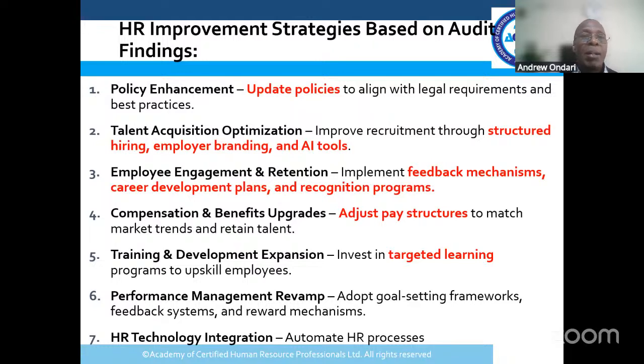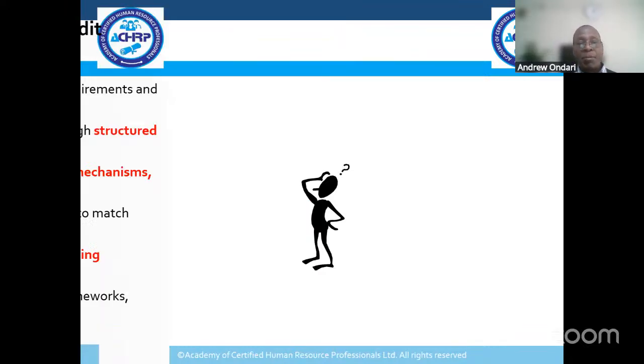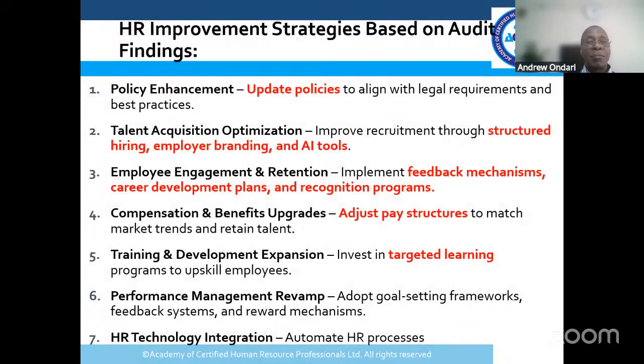As we wind up, I want us to look at the strategies that we can use based on the HR audit findings. What are the strategies that we can use to make improvements? And I will mention a few of them, like I have indicated on that slide. One is policy enhancement.